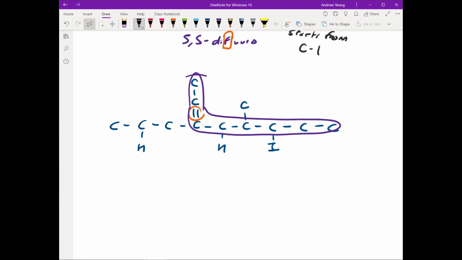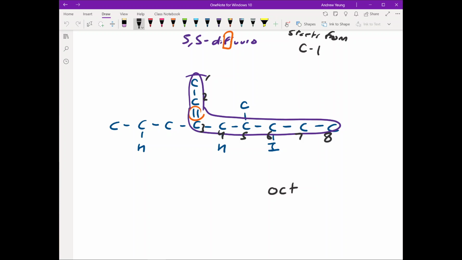So in the parent, I have 1, 2, 3, 4, 5, 6, 7, 8. So the prefix is going to be oct. We're in the alkene family because we're a double bonded family. Again, we only have 1 double bond here. And having the double bond take priority, meaning I should actually count my 8 carbons. I'm still going to count to 8.